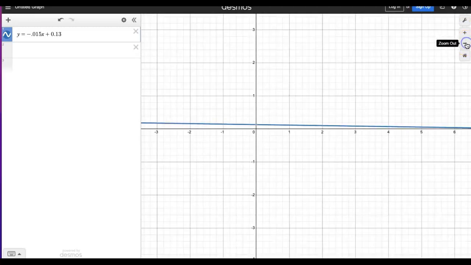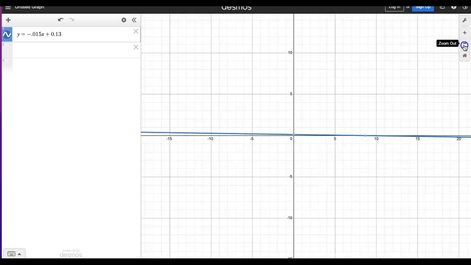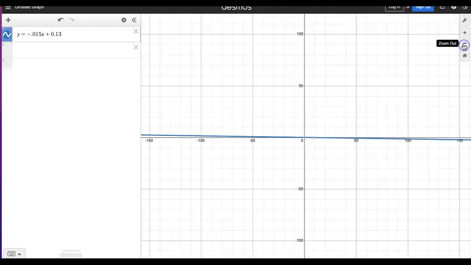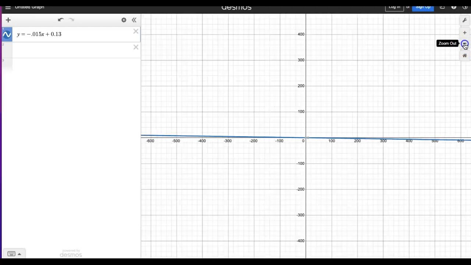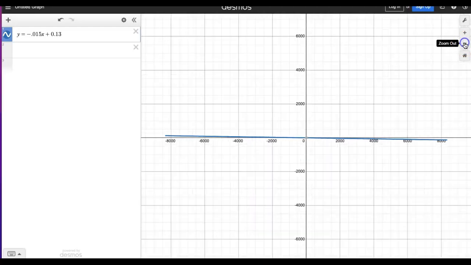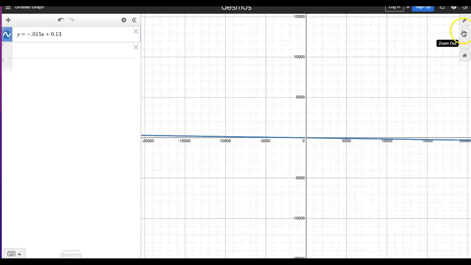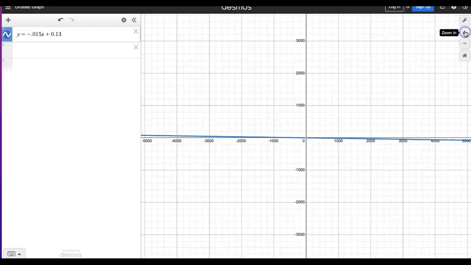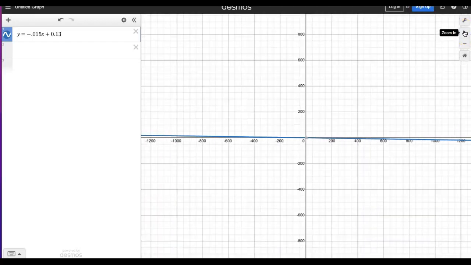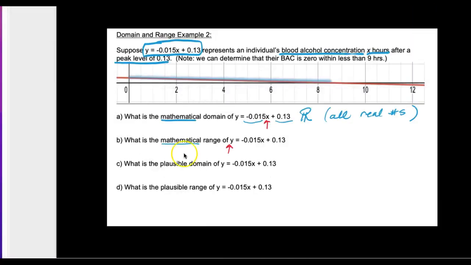Well, let's zoom out. Do we ever see this line stopping at any point? And the answer is no. You can zoom out infinitely many times, and that line keeps going. So the y values are going to continue to get bigger and bigger, or smaller and smaller, depending on what direction you're heading. And so the mathematical range for this one is also going to be all real numbers.